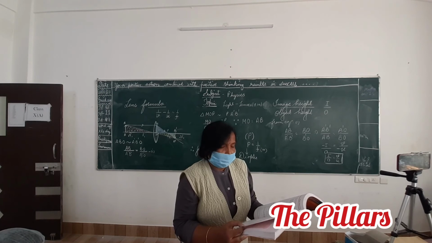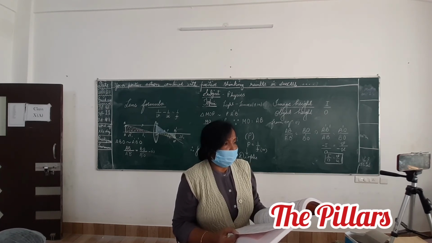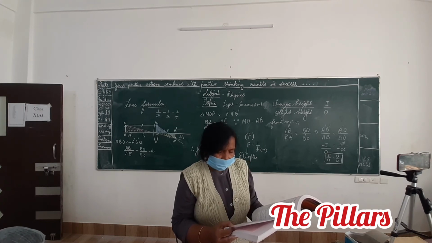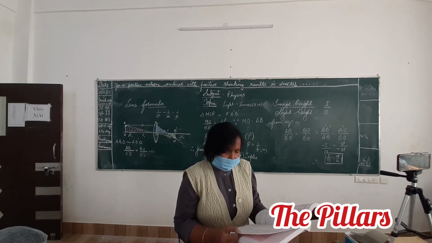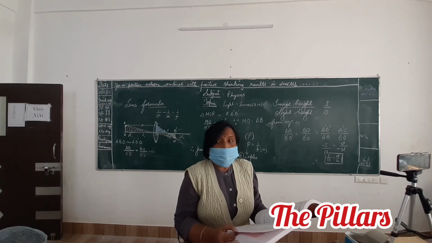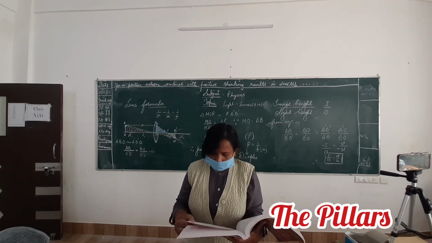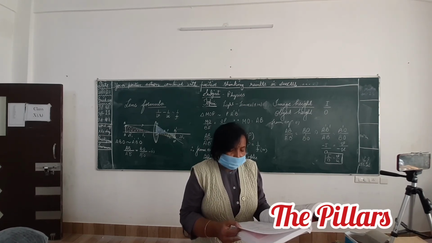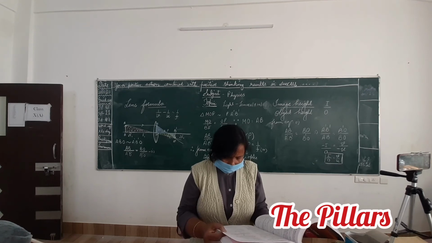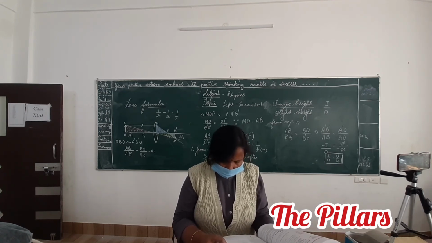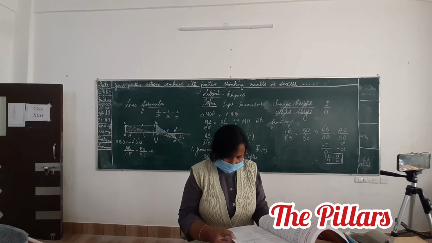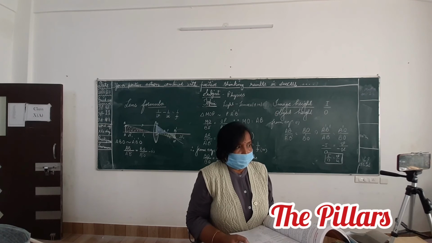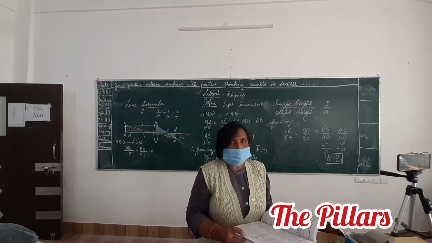Find the position, size and nature of image formed. Also draw the ray diagram for it. I am giving you 2 minutes time, work out.